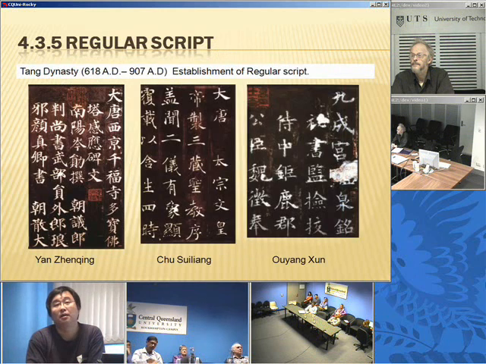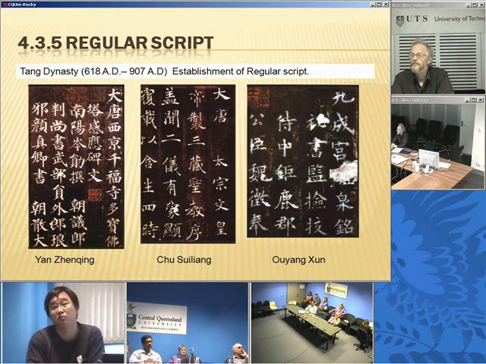And the Chinese characters have five major font types. This is the most official one, called the regular script, established in the Tang Dynasty. And this is what we're going to analyze and examine. These are three examples of towering figures whose calligraphy in regular script is considered most authentic and beautiful. Their influence has stretched ever since, influencing the rest of the practitioners of Chinese calligraphy. So that's why we're trying to examine them.